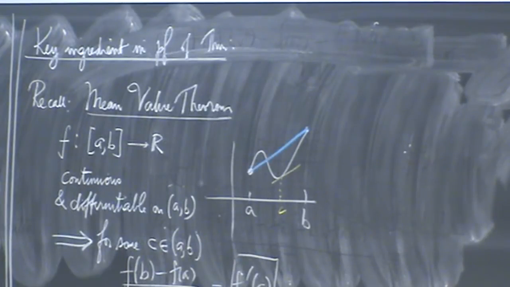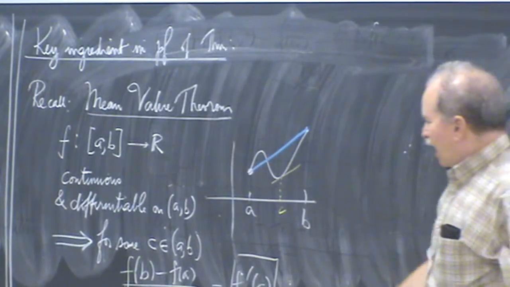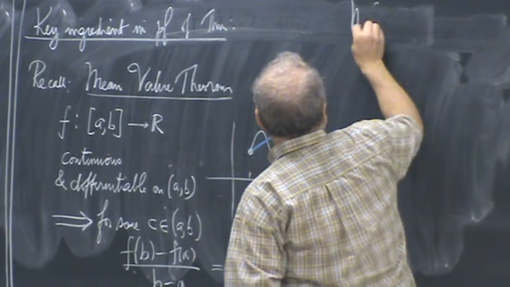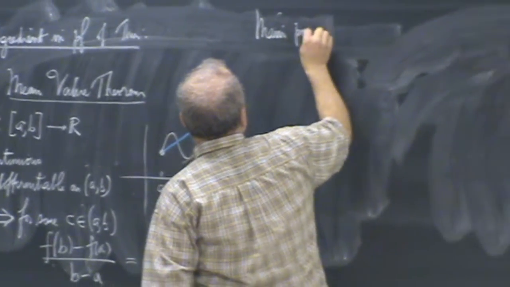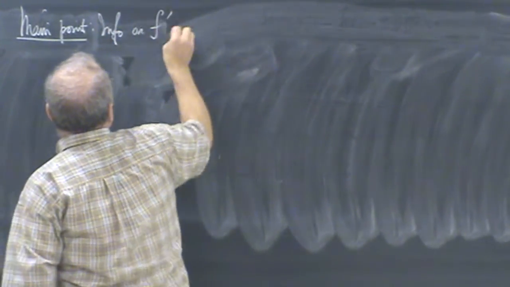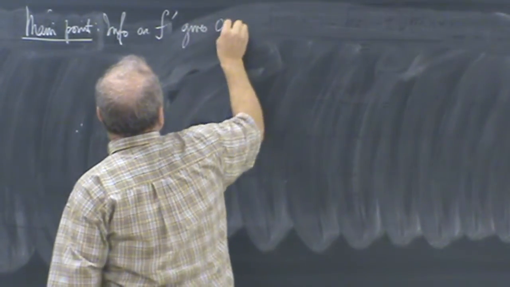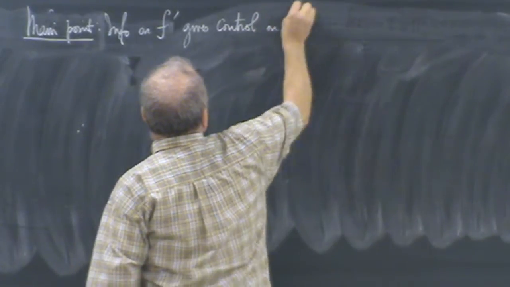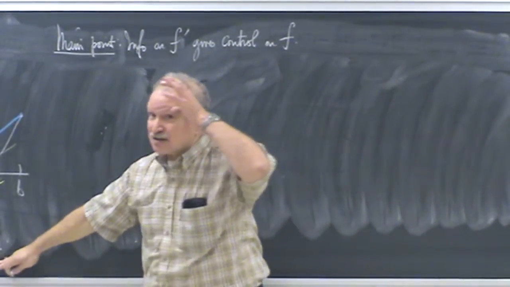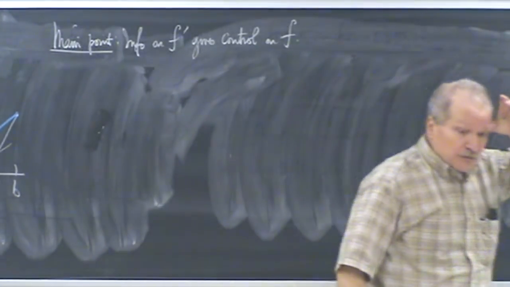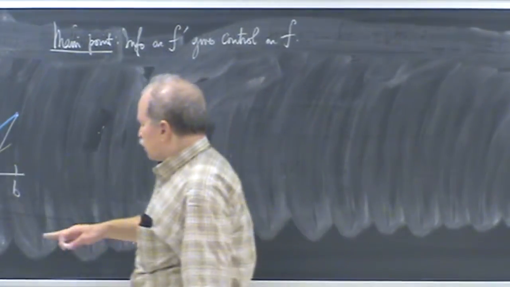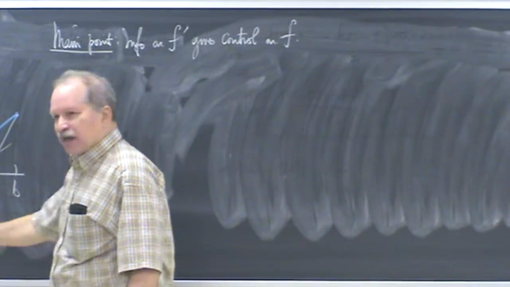All right. So I emphasize that the point here is going to be that info on the derivative gives control on the function. Now, we're actually going to use this exact statement to prove our theorem. But in general, we're not going to really care so much about where the C is, other than that it just exists.